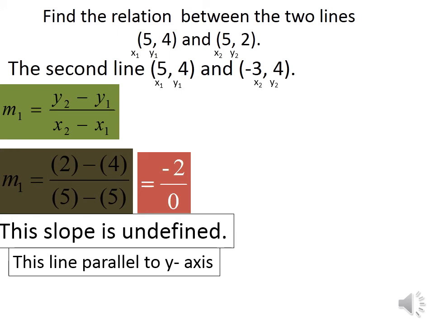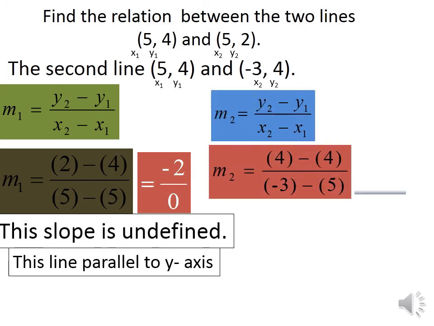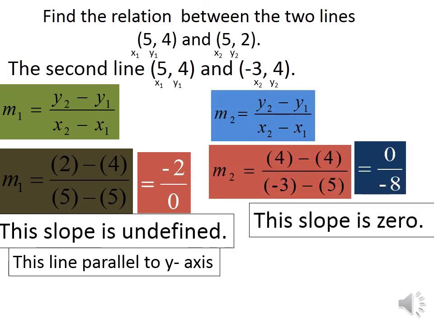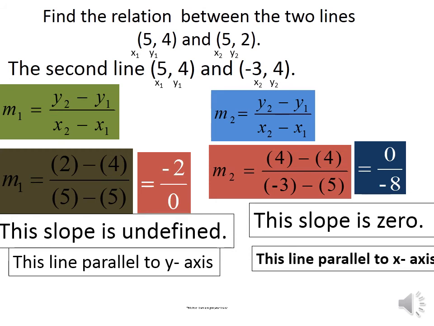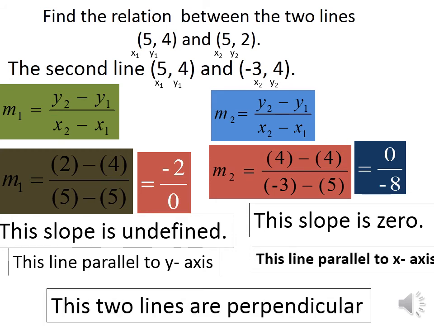the y-axis. Find the slope of the other line, through (5, 4) and (negative 3, 4). Here we have y2 equal to y1. That means it is parallel to the x-axis and the slope will be equal to 0. Finally, if the slope equals 0, it will be parallel to the x-axis. Parallel to the x-axis and parallel to the y-axis, of course, the two lines are perpendicular.